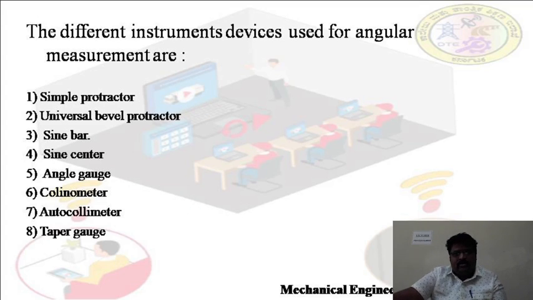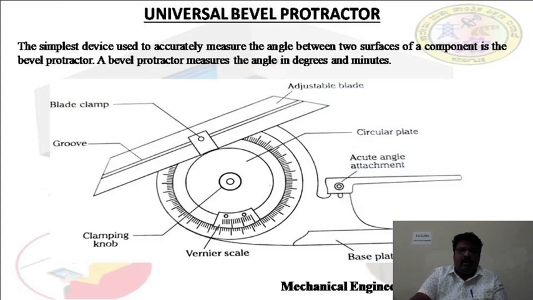The different instruments or devices which are used for angular measurements are simple protractor, universal bevel protractor, sine bar, sine center, angle gauge, collimator, autocollimator, and the taper gauge. So these are all different instruments which are used for angular measurements, right? We will look into detail about the universal bevel protractor.